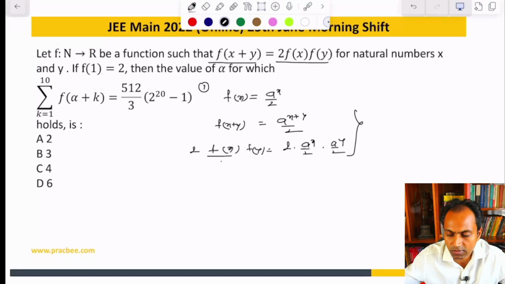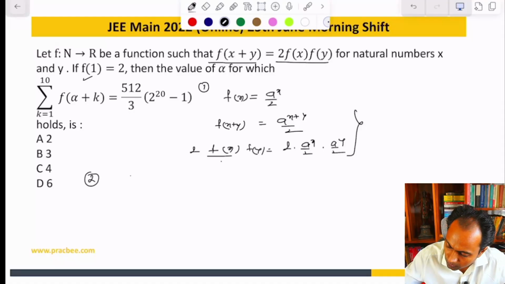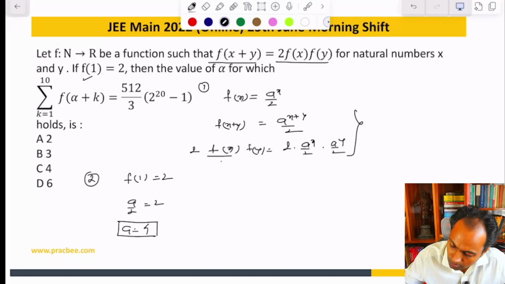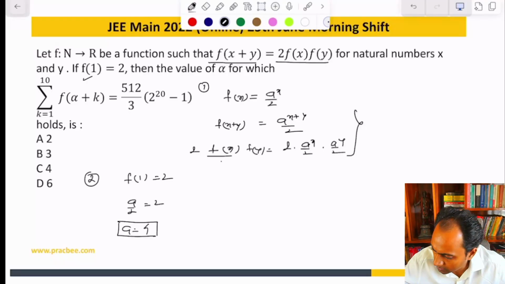If you observe this, in order to find the value of a, they have given the value at 1. So in the second step, we can put 1 here. So f of 1 is equal to 2. That would be a by 2 is equal to 2. So a comes out to be 4. This is what is given to us. Now once this is given, you can clearly see that the function can be written as fx is equal to 4 raised to the power x by 2.